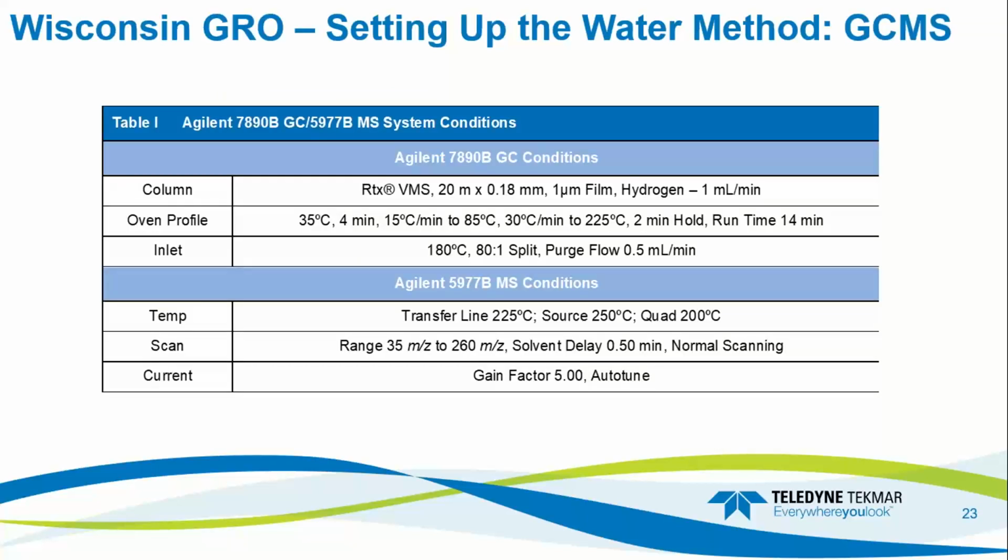Here are the GCMS conditions. This method was run with hydrogen as a carrier gas. So if you're curious about switching from helium because of the expense, then you can check out this full application note on our website. We used an 80-to-1 split to help with the moisture control.